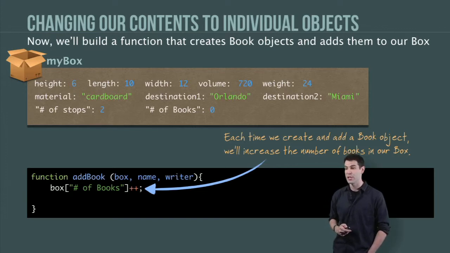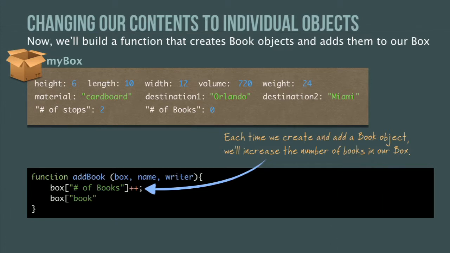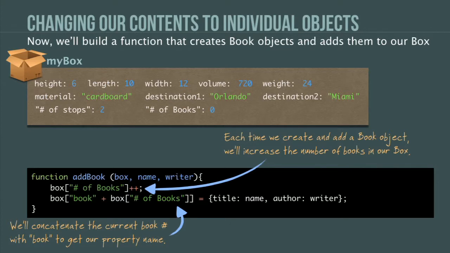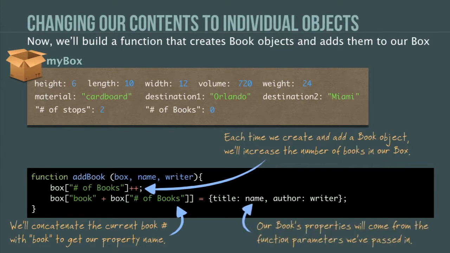Now here's where the money is. Check this out and follow really closely. We're going to call the box with an expression that is dynamically made. And what's it dynamically made from? First, the string book concatenated with another reference of the box inside which is the number of books. So you can tell that when we call this very first addBook, we're going to get book1 out of it because the very first number of books is 1. And then what do we assign to that new book property? We start up an object literal where the title property gets the name and the author property gets the writer parameter. Cool, so there's our function.